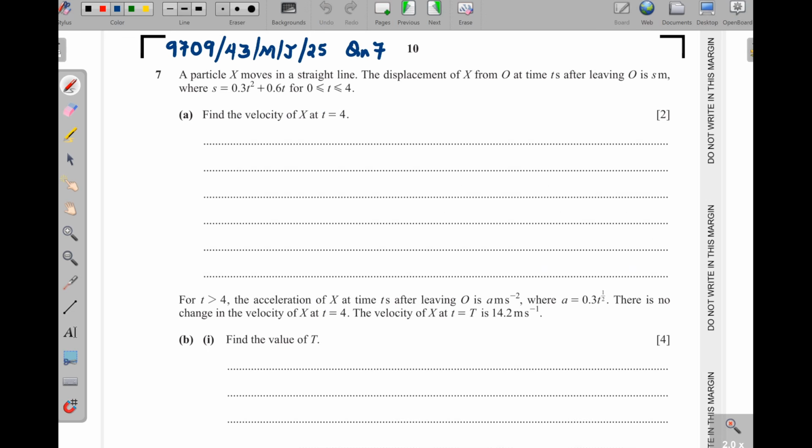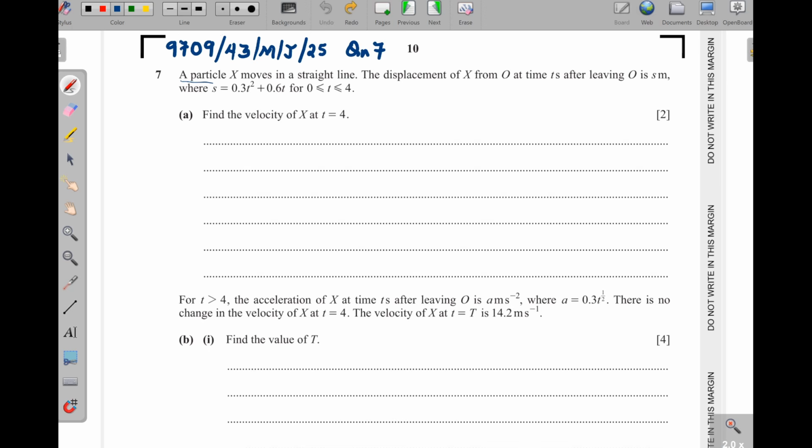Question 7 is coming from kinematics, but particularly from variable acceleration. And because we are having variable acceleration here, we are not supposed to use the other three equations of motion: v is equal to u plus at, s is equal to ut plus a half at squared, and v squared is equal to u squared plus 2as. But instead here we use differentiation and integration, since we are given expressions for maybe displacement, velocity, or acceleration.